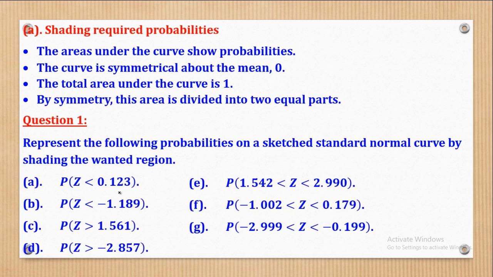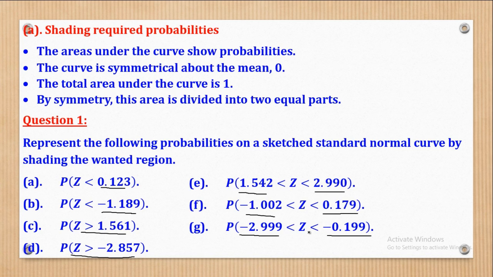So these are the probabilities: probability of Z less than 0.123, probability of Z less than negative 1.189, probability of Z greater than 1.561, probability of Z greater than negative 2.857, probability of Z greater than 1.45 but less than 2.990, and probability of Z greater than negative 1.002 but less than 0.179. And lastly, probability of Z greater than negative 2.999 but less than negative 0.199.